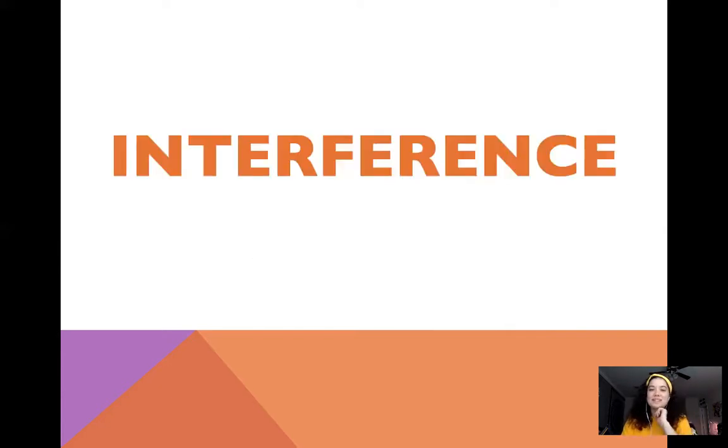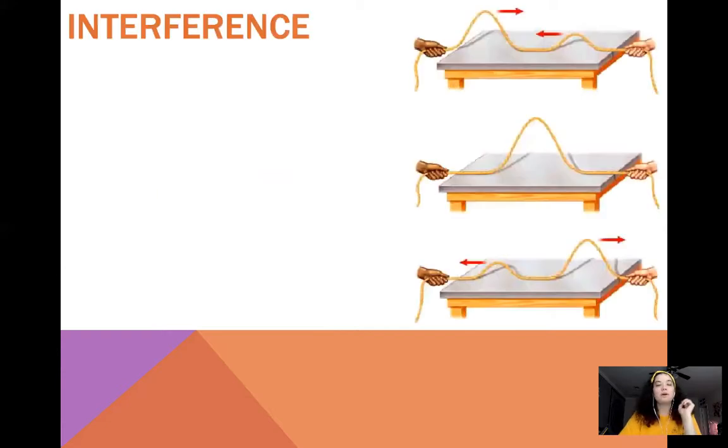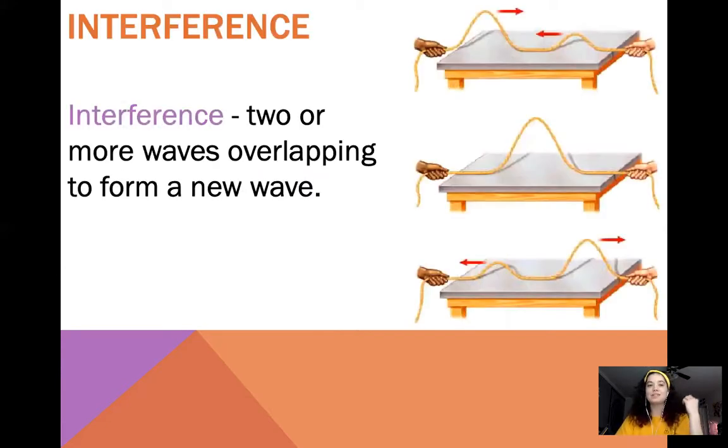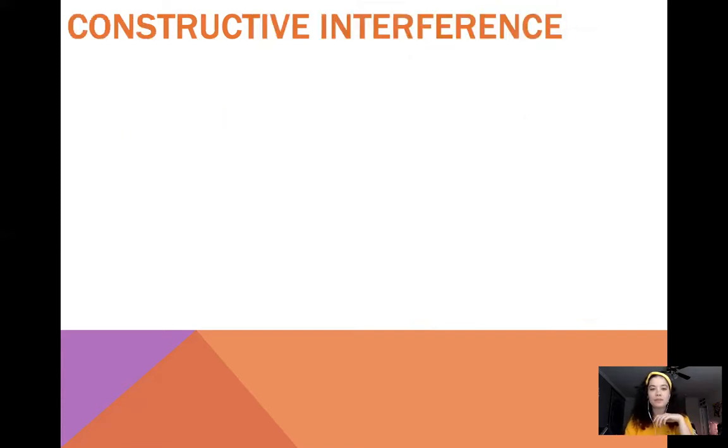All right, next up is interference. An interference is two or more waves that overlap to form a new wave. In this picture, we've got two waves coming towards each other. One is small, one is large. When they meet in the middle, they overlap and they're actually growing, and then they continue moving on their way.